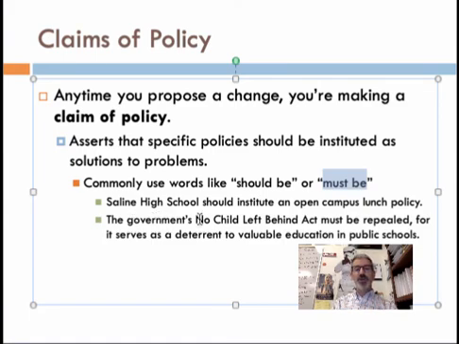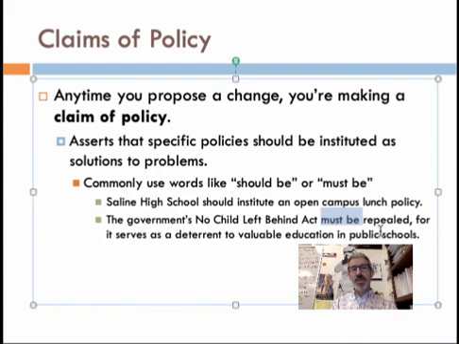So this is a claim of policy. Saline High School should institute an open campus lunch policy. This is some sort of change that you want to have, presumably to have more fun during lunch. Okay. The government's No Child Left Behind Act must be repealed, for it serves as a deterrent to valuable education in public schools. So you're saying that some law should be changed. This would be a claim of policy.